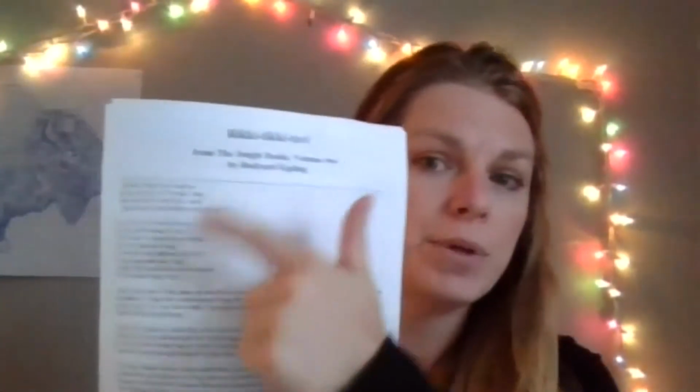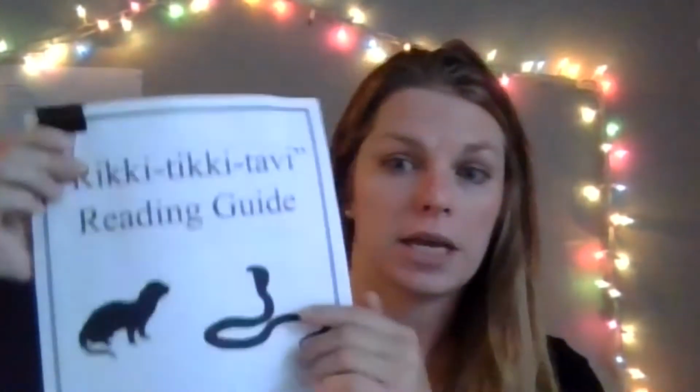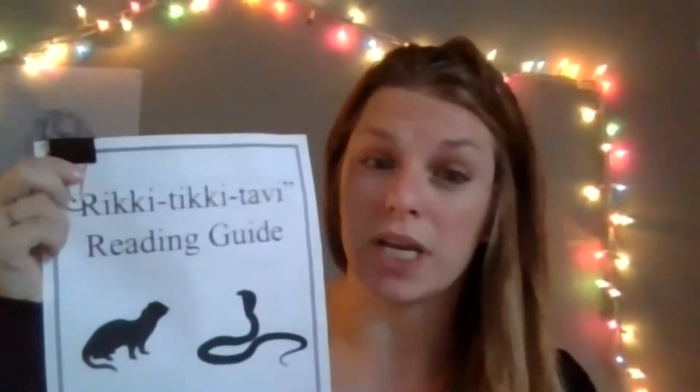If you are in cohort A, meaning you're at school today, you are getting a copy of a short story called Rikki-tikki-tavi, and a Rikki-tikki-tavi reading guide. And we're going to talk more about this in a little bit. So if you're cohort A, you're getting these today. If you're cohort B, you got them last Thursday, so you need to pull those out and use them today for your lesson.